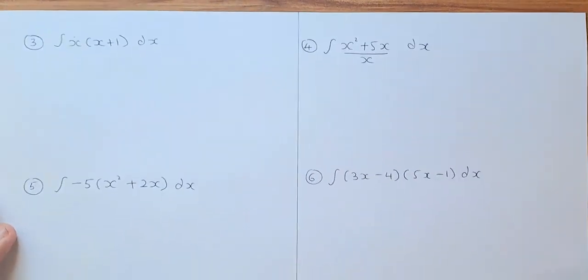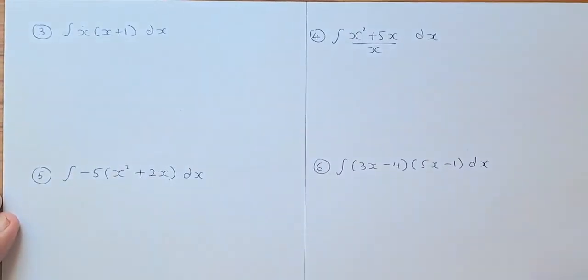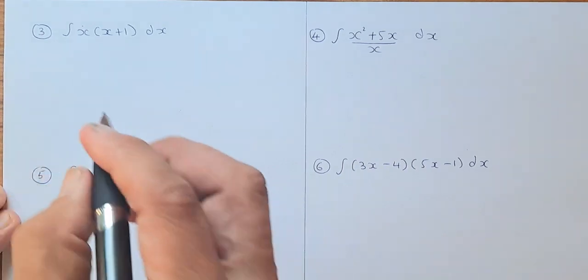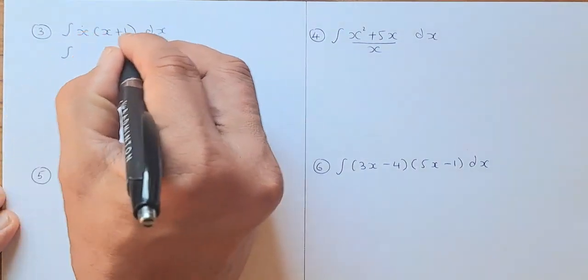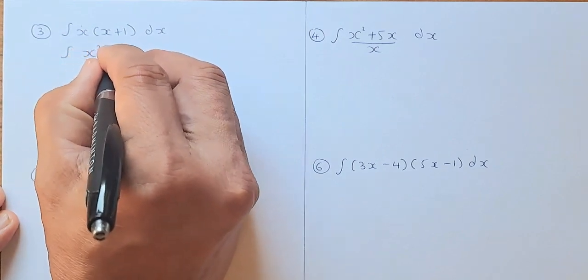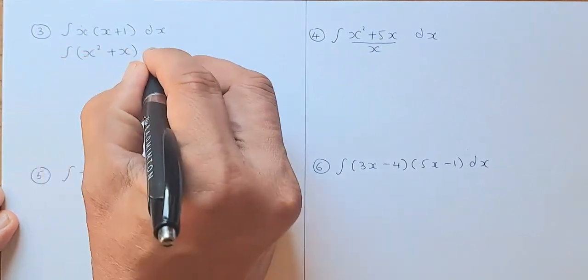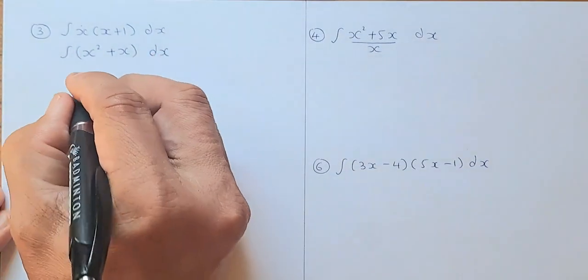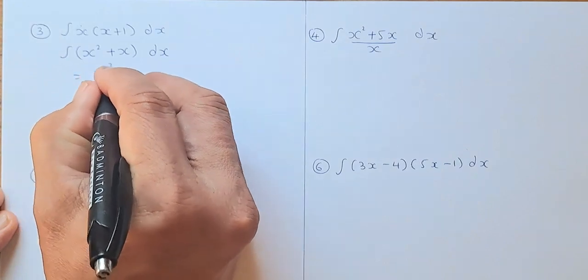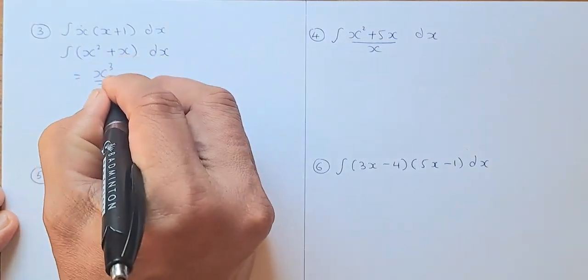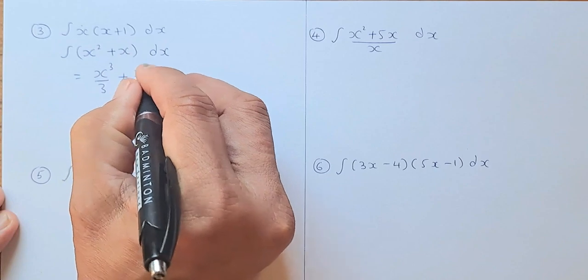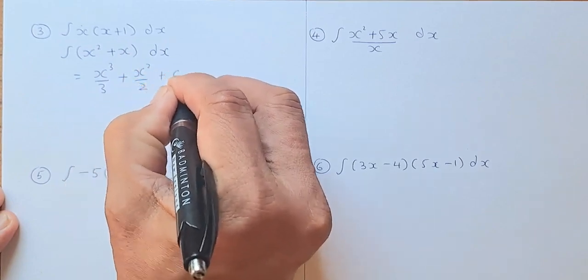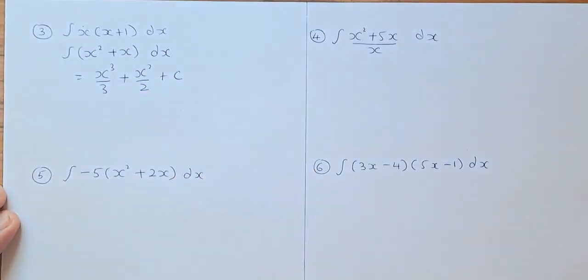Okay, let's proceed to harder examples. The next example, we have integrate x(x+1) dx. Okay, first thing before you integrate, you have to expand this expression. It's going to be x squared plus x dx. Now, once you have done that, it's going to be simple. So x squared is going to be x cubed over 3. x is going to be x squared over 2. And don't forget your c. And this can be simplified, and that will be your answer.